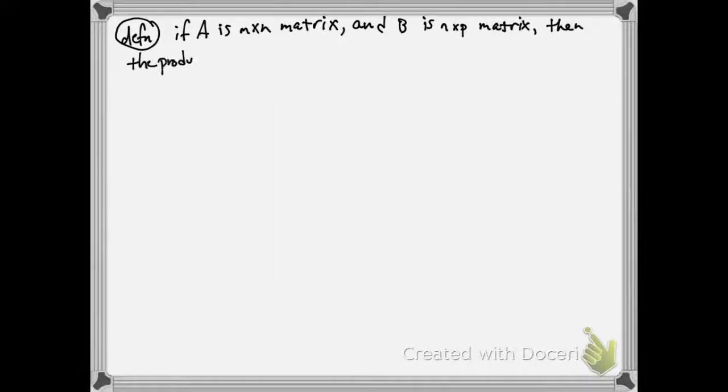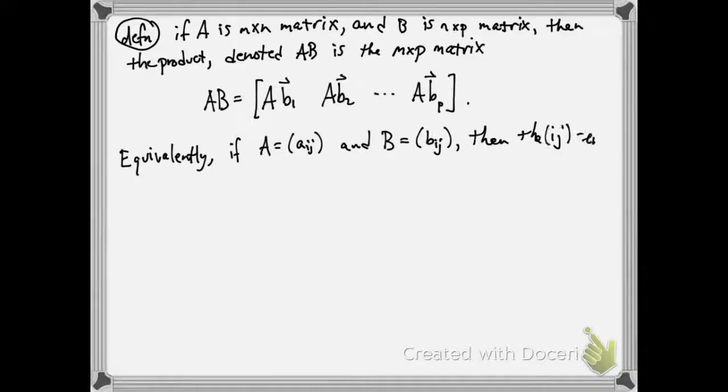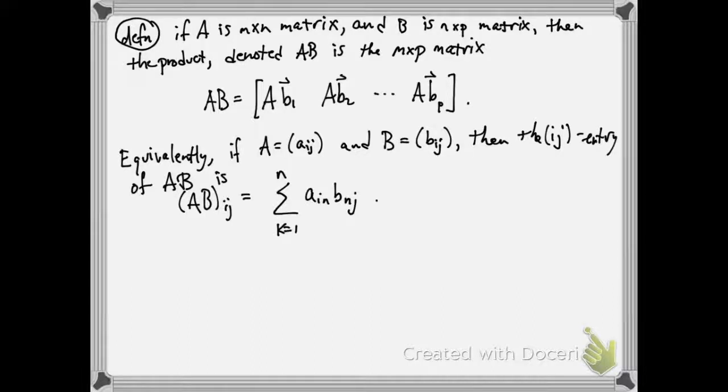So here's our definition. If A is an m by n matrix and B is an n by p matrix, then the product, denoted AB by concatenation, is the m by p matrix whose columns are AB1, AB2, all the way out to ABp. Equivalently, if you want to think about it in terms of components, if A has ij entry Aij, and B has ij entry Bij, then the ijth entry of AB is just the sum for k equals 1 to n of Aik times Bkj.